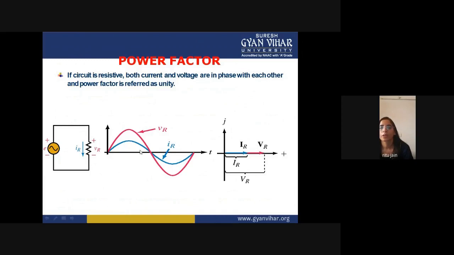From this diagram you can see, if both voltage and current are in phase, then the power factor angle will be 0. And if you draw the phasor diagram of this circuit, you can see the voltage and current are in the same phase, so the angle between the voltage and current is 0.